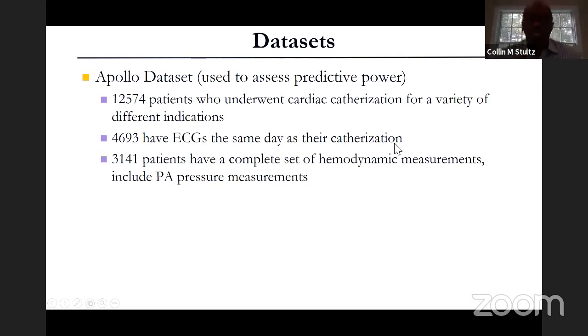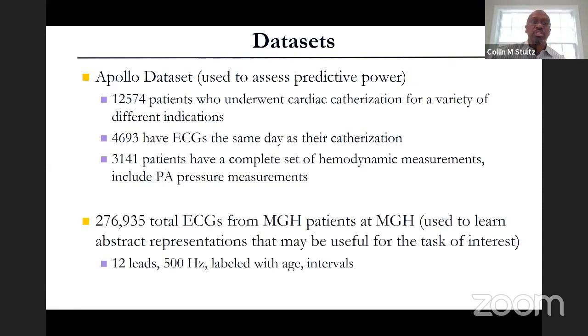So we'd like to pair the ECG on the day that they have the procedure as the input data in a supervised learning context, where one is trying to learn the PA pressure in particular in a binarized way, whether it's elevated or not. Of these 4,600 patients, we've got 3,000 who have a complete set of hemodynamic measurements that include PA pressures as well as other pressures that might be of interest. So this is larger than the 800 that we had in the COVID-19 data set, but in the total context of deep learning, it's not a large data set.